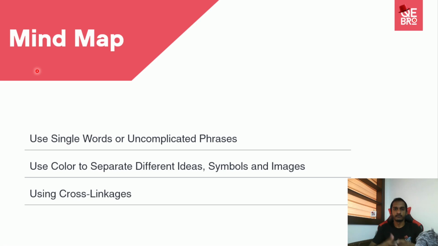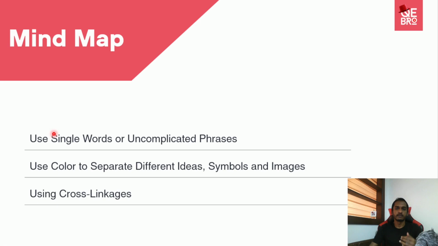So now let's have a look at how we can create a very good mind map. Keeping in mind the things which I mentioned earlier, now we can look at some best practices which we can use while we create mind maps. So previously also I mentioned in mind map we don't write the whole test cases. We are using mind maps to present the different scenarios or to identify different scenarios. So the first best practice is to use single words or uncomplicated phrases. So this goes with the same scenario which I mentioned.